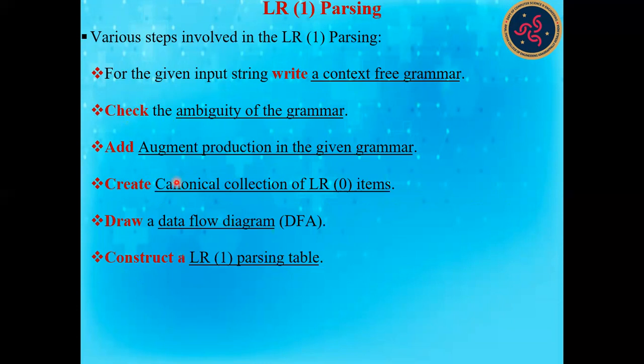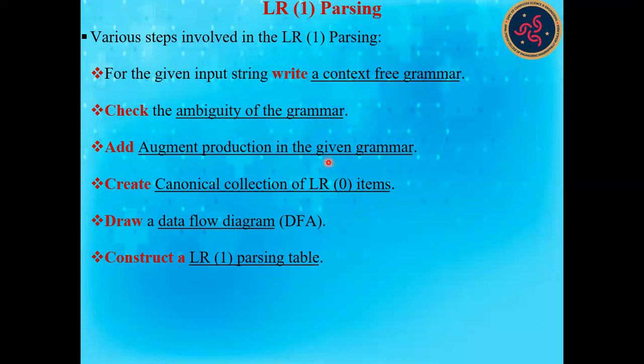The third point is that we have to add a new production to this particular grammar, and now your grammar will become G dash. That production is called an augment production. We need to study what an augment production is, which we can see in later slides. Next step, you have to create a canonical collection of LR0 items.